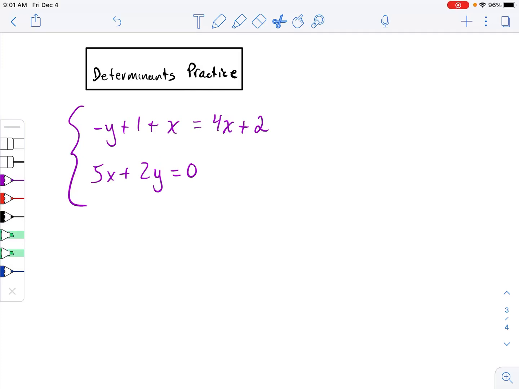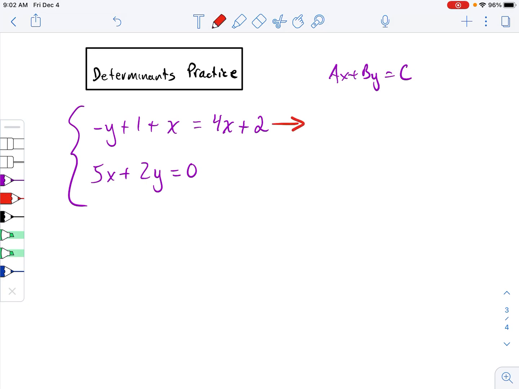Let's do some practice revisiting determinants. So this is solving systems of equations using determinants. The first thing is we need to get everything set up into ax plus by equals c form. So we're going to strive to do that to this top equation.